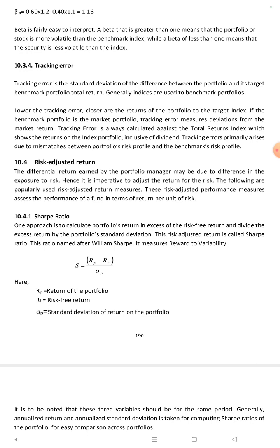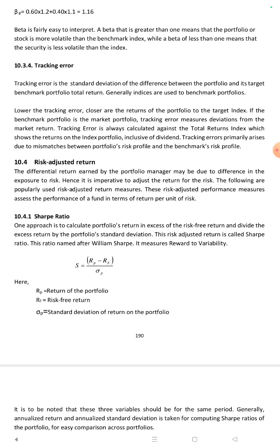Tracking error. Tracking error is the standard deviation of the difference between the portfolio and its target benchmark portfolio return. Generally indices are used to benchmark portfolio. Tracking error उसको कहा जाता है कि सपोज आपका जो इन्वेस्टमेंट है, आपकी जो पोर्टफोलियो है वो नेगेटिव में चल रही है और जो इंडेक्स है वो पॉजिटिव में चल रहा है. आपका जो पोर्टफोलियो है वो 10% रिटर्न दे रहा है और जो इंडाइसेस हैं वो 12 से 15% का रिटर्न दे रहे हैं, तो उसको ट्रैकिंग एरर कहा जाता है. लोअर द ट्रैकिंग एरर, क्लोजर आर द रिटर्न्स ऑफ द पोर्टफोलियो टू द टारगेट इंडेक्स.